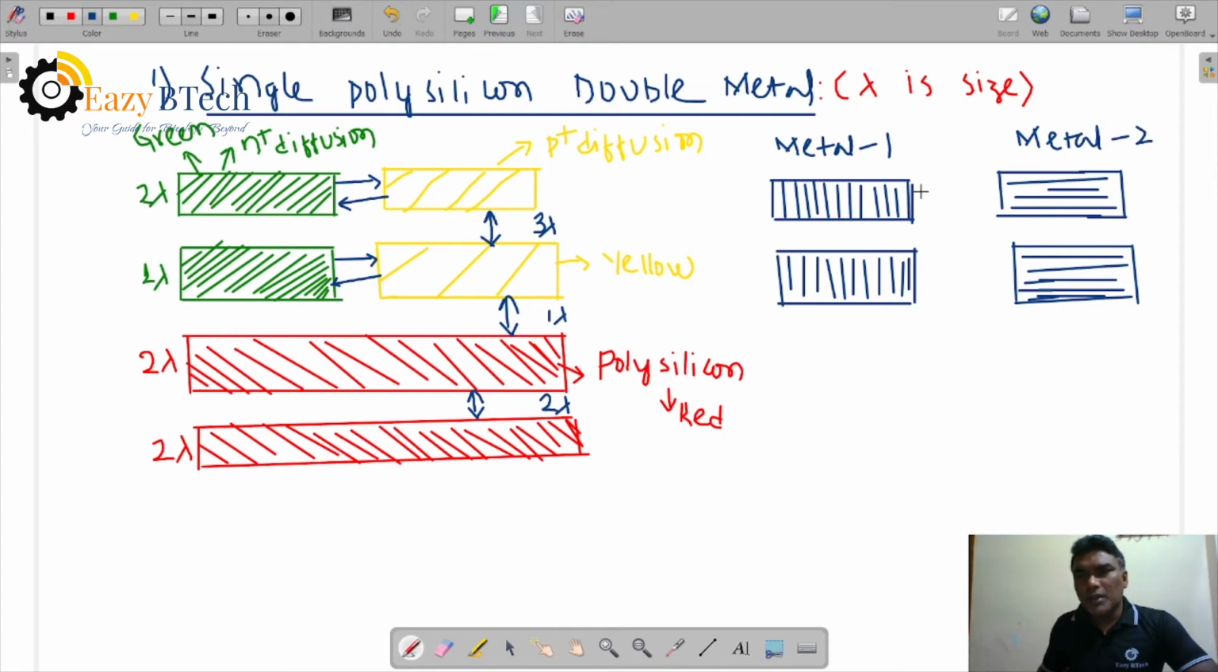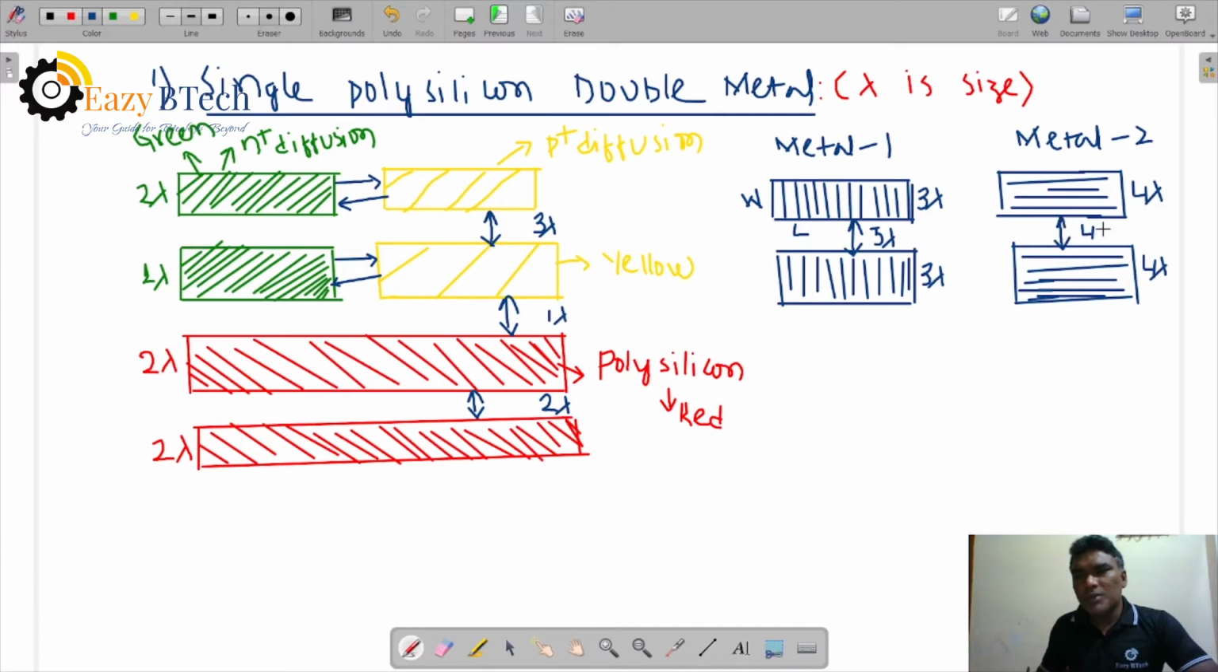Metal 1 is 3 lambda, length and width 3 lambda. This is length and this is width. Minimum separation, metal 1 to metal 1, is 3 lambda. Metal 2 is 4 lambda by 4 lambda. Width and length should be the same, 4 lambda into 4 lambda.